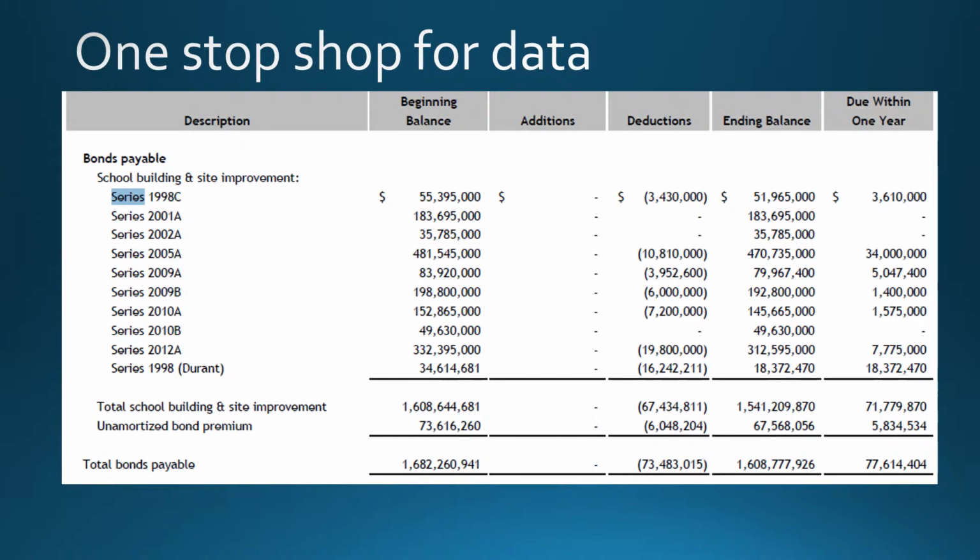And another slide here from the Detroit Public Schools CAFR in 2014, they lay out for you the series number, how much has been paid down on certain bonds, and how much is due within 1 year. This is information that can be really onerous to find if you had to go through bond documents. But here in the CAFR, they lay it all out for you.